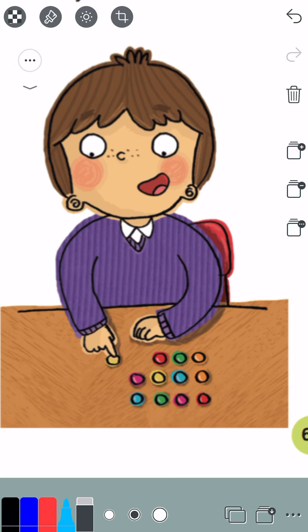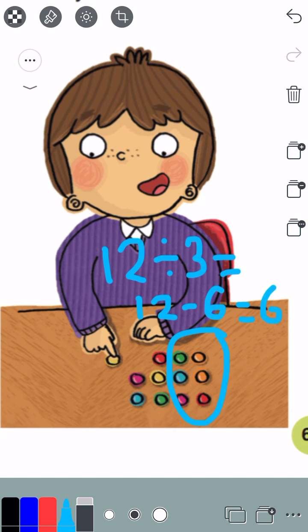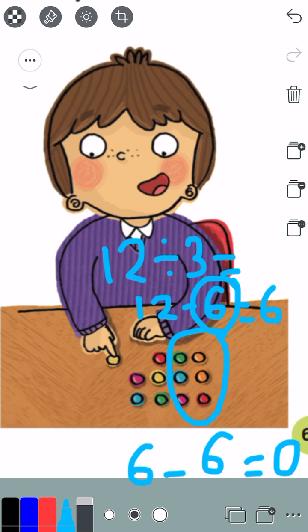Now in division, we can do the same. 12 divided by 3. Look, we can take away 6. 12 minus 6 equals 6. Because we know that 3 times 2 equals 6. Now 6 minus 6, another 6, equals 0. Now here we have 2 3s and here we have 2 3s. So that equals 2 plus 2 equals 4.